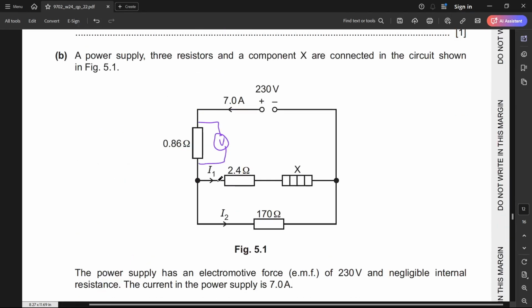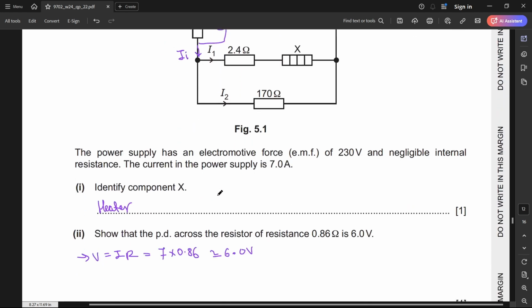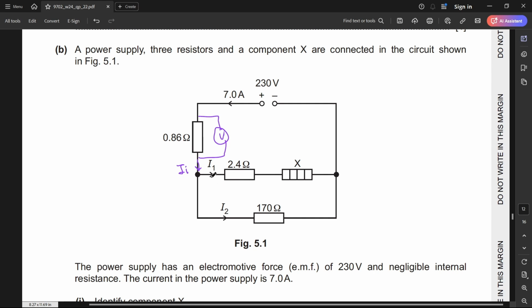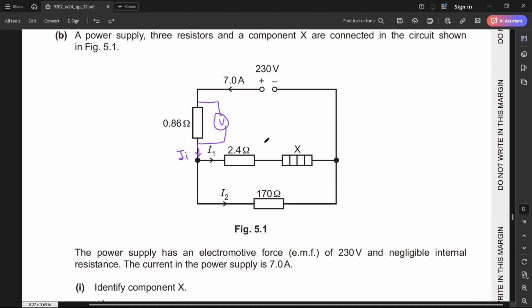Now we have to determine the current I1. To determine it, I can use Kirchhoff's first law, where the current entering the junction, let's say I input, is equal to the current leaving the junction, that is I1 plus I2. So to find I1, if I am able to find I2, then I1 can be easily found. The reason I'm going for I2 is because this is a parallel connection, and for a parallel connection the potential difference remains the same. If you measure the voltage over here, it will come out as 230, as over here, because they are the same branch. Therefore the potential difference across the 170 ohm resistance is 230.